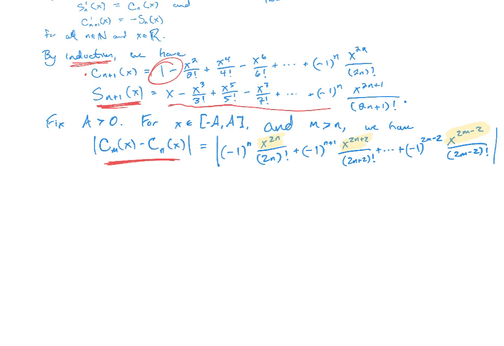Maybe the easiest way to think about it is that if we were looking at Cm plus 1, we would go up to 2m. And cosine only has the even powers. So since we're looking at Cm instead of Cm plus 1, we're not going to have that last term, and so we're going to have to stop at not 2m, but 2m minus 2. That's the term before 2m. I hope that makes sense.